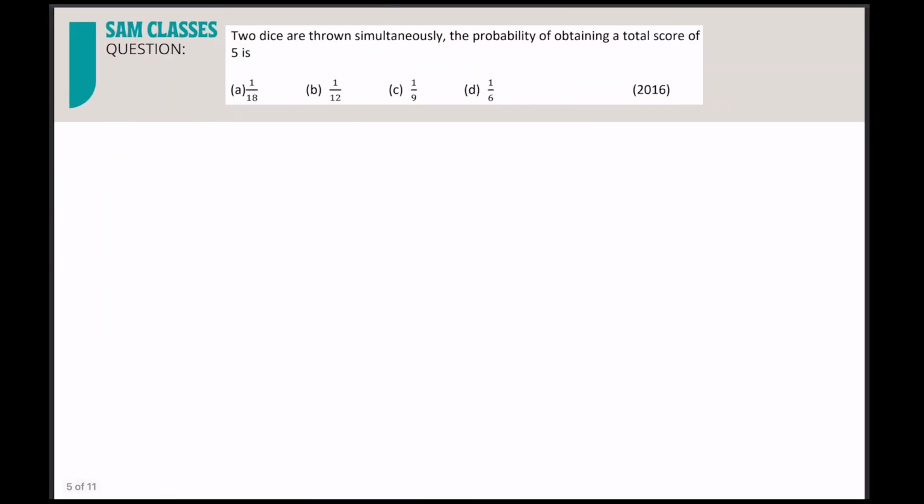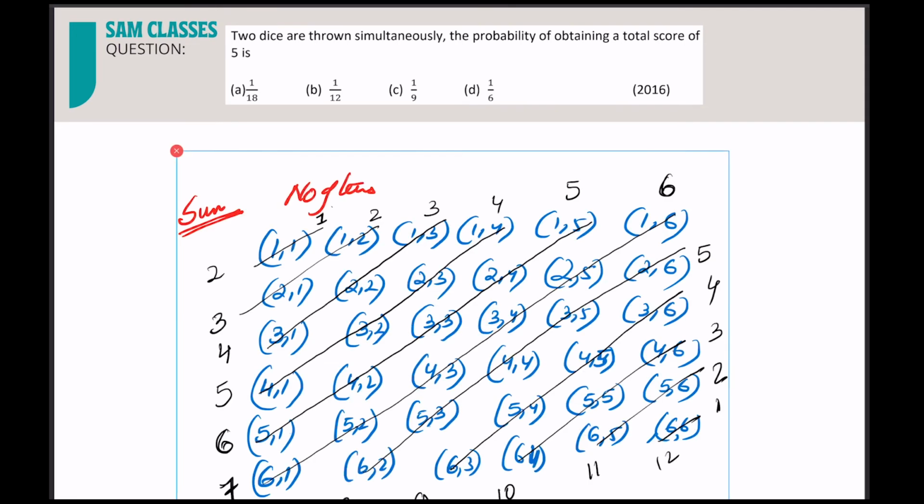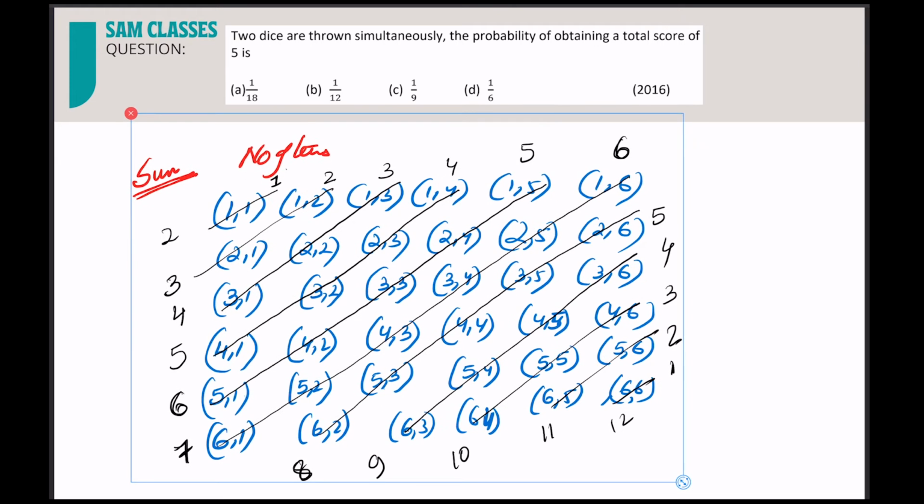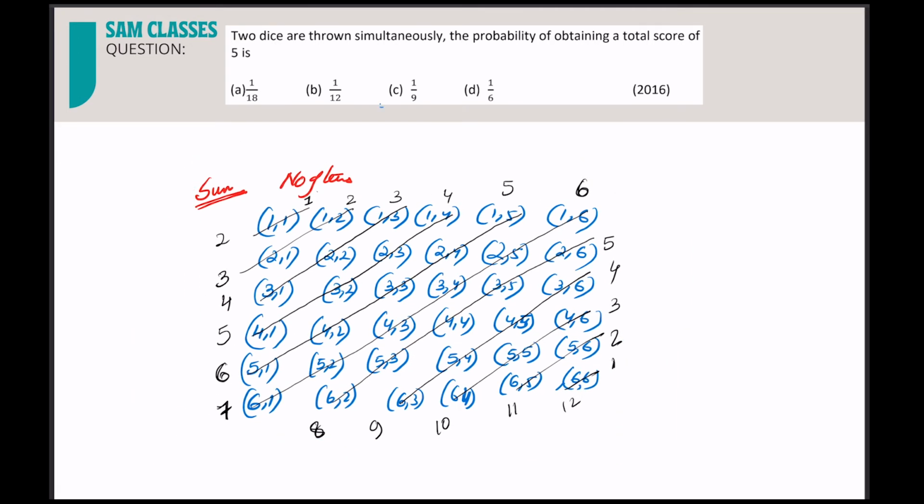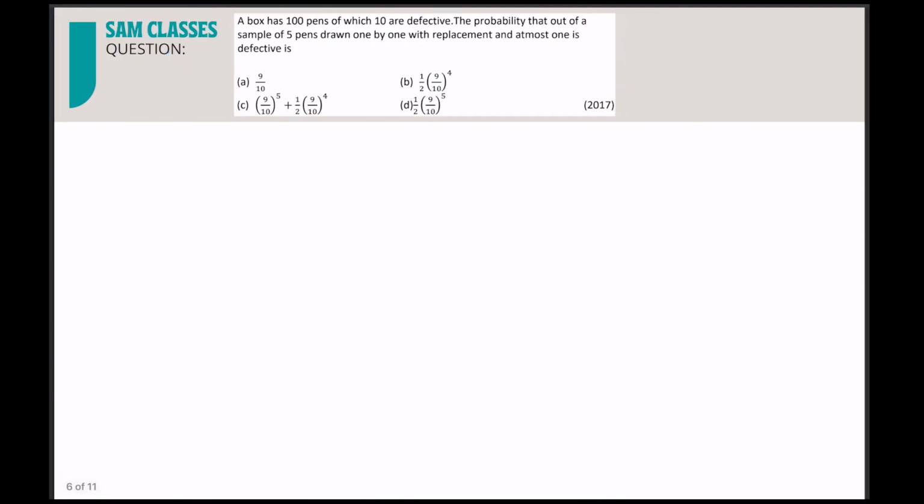Let's see the next. Two dice are thrown simultaneously, probability of obtaining a total score of 5. Again, we don't have to solve it. A total of 5, you can directly put it up. Okay, 1 by 9. Let's see the next question.